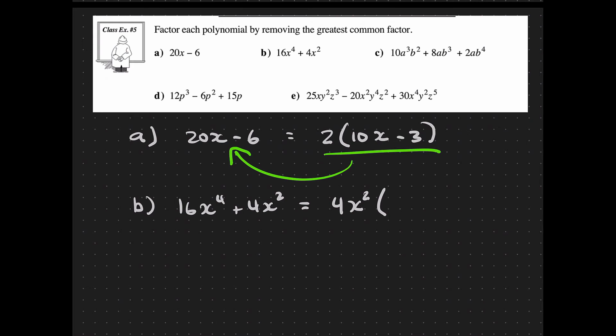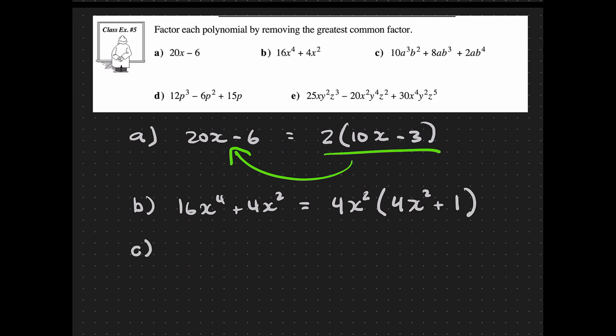16 divided by 4 is 4. x to the 4 divided by x squared is x squared. Positive 4 divided by positive 4 is positive 1, so I don't write down positive 1. And x squared divided by x squared is 1, so I do, in this case, have to put a 1 right there because there is no variable. So basically what we've got is 4x squared divided by 4x squared, and anything divided by itself is 1.